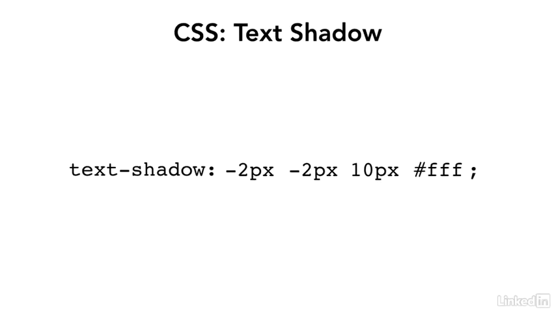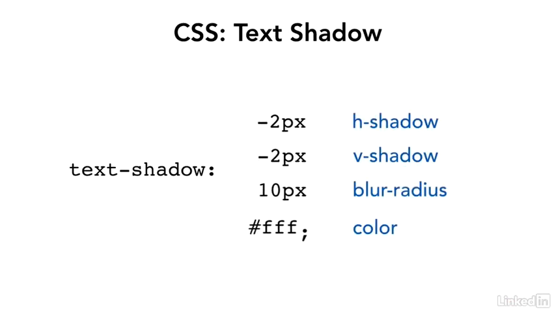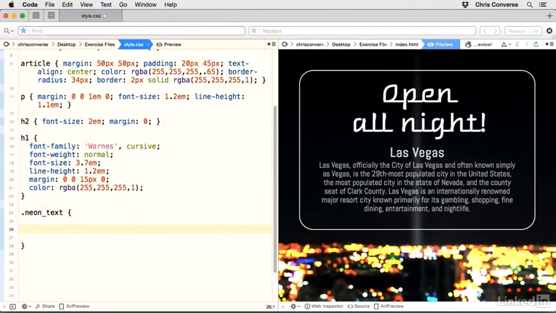Now to define the text shadow, we're going to use CSS shorthand style. And the individual properties consist of the horizontal offset, which is referred to as the H shadow, the vertical offset, which is the V shadow, the blur radius, and the color. And now back in our CSS file, inside of our neon text class, we'll type text-shadow, then a colon and a space.